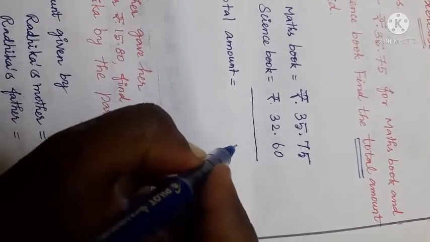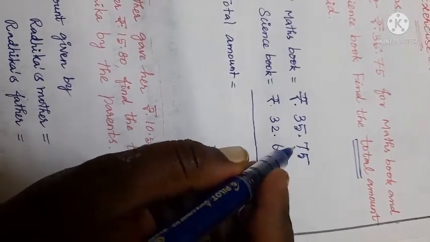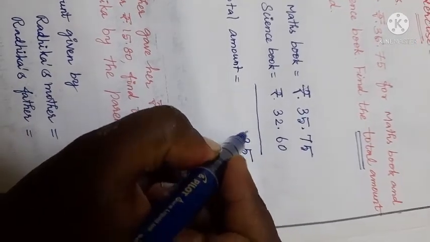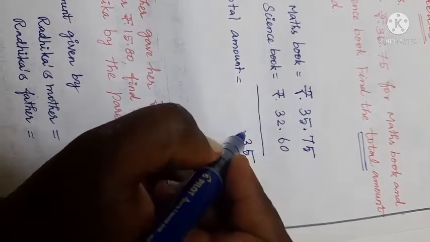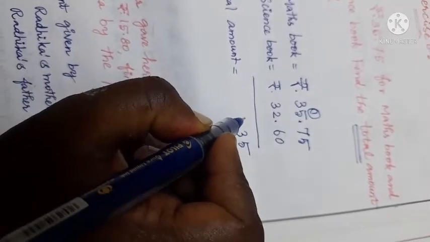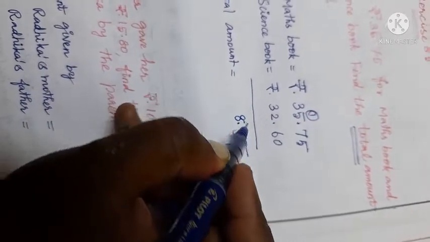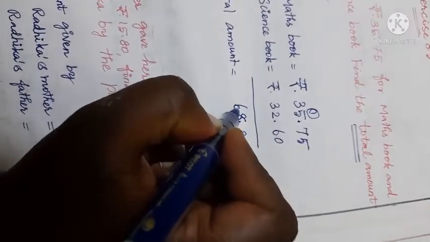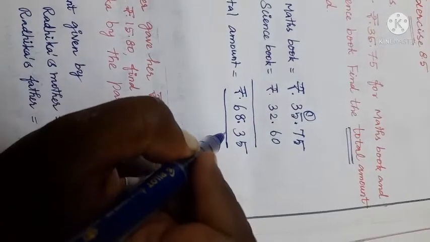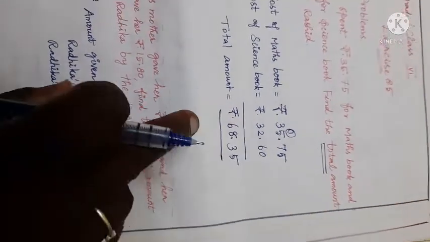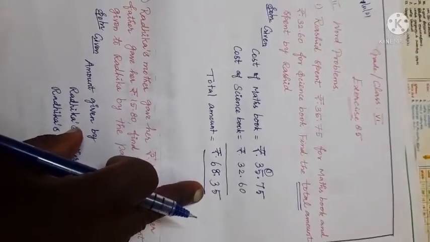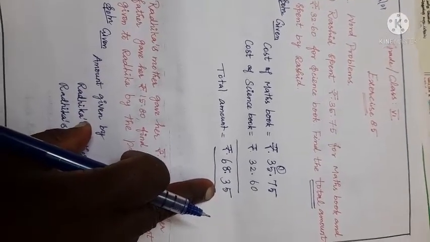So 5 plus 0, 5. 7 plus 6, what comes? 13. Keep a point. 1 is carry over. 5 plus 2, 7. 7 plus 1, 8. 3 plus 3, 6. Rupees 68.35. So, the total amount spent by Rashid is rupees 68.35.